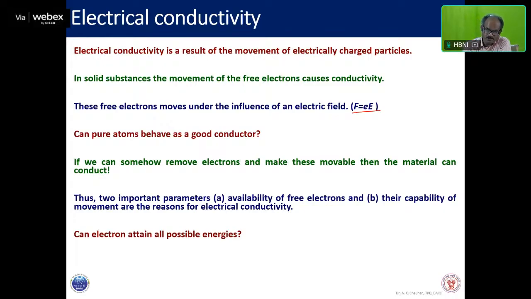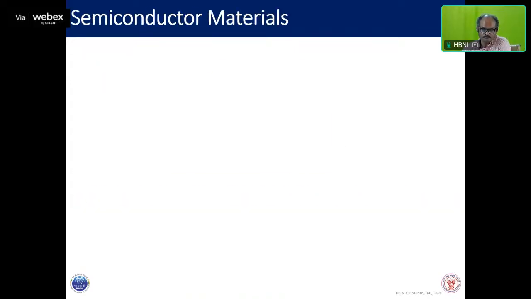But when it is in a bound state, there are only certain energies which are allowed. It cannot attain all possible energies. We will see a little later in today's lecture what happens when it is subjected to a periodic potential. When an electron is subjected to a periodic potential, it may not be possible for it to acquire every energy. Only certain discrete energies are allowed.